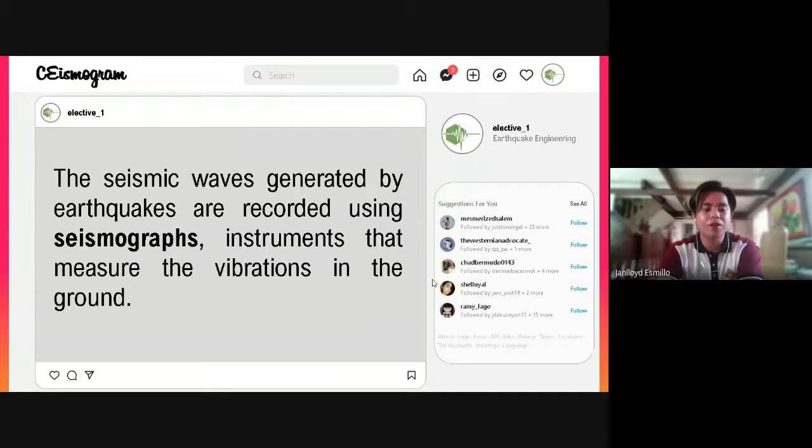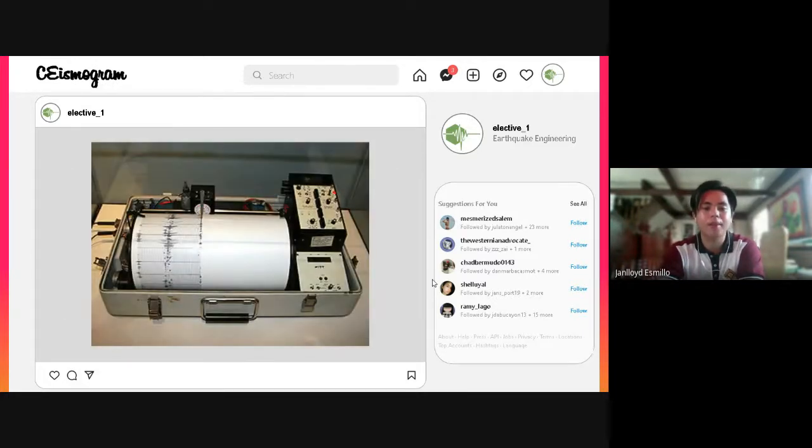So for those who are not still familiar with seismographs, I have prepared a visual aid by way of illustration para po makita nyo kung ano po yung seismograph. It is an instrument, by the way, that measures the vibrations in the ground. Yan po ang seismograph. And yung parang recording po, yung parang linya-linya, yan po ang seismogram. Yan po yung data na nakukuha natin sa seismograph.